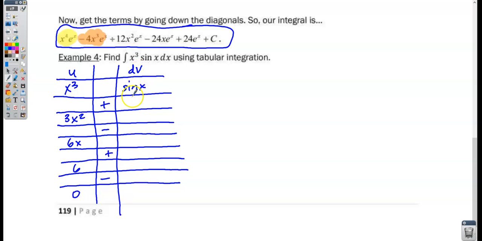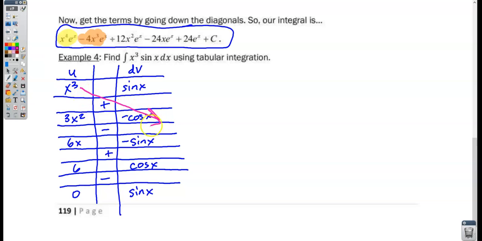Now in this column I want dv and its integrals. So the integral of sine of x is negative cosine of x. And the integral of negative cosine of x is negative sine of x. And the integral of negative sine of x is cosine of x. And the integral of cosine of x is sine of x. Now I have my whole table filled in. And now it's just a matter of multiplying these out to get my integral.